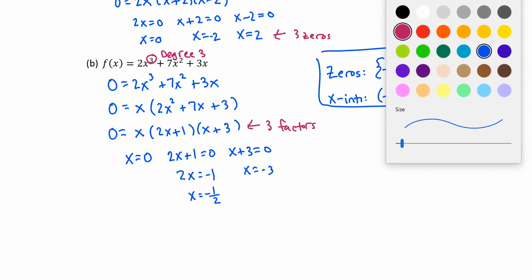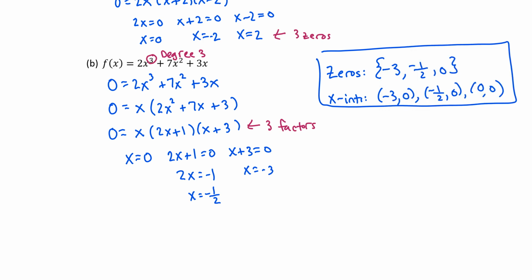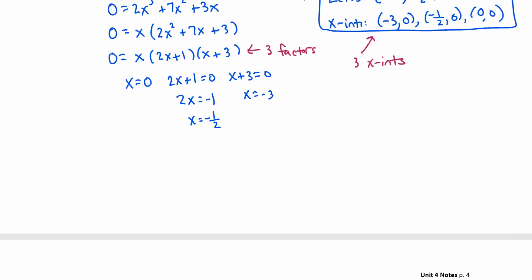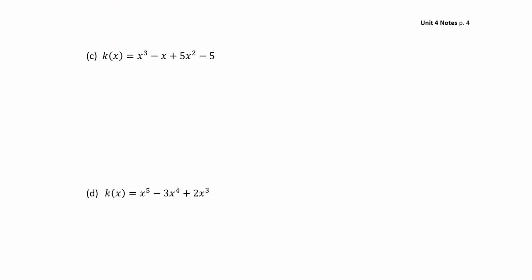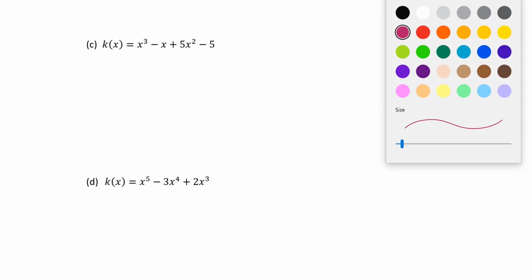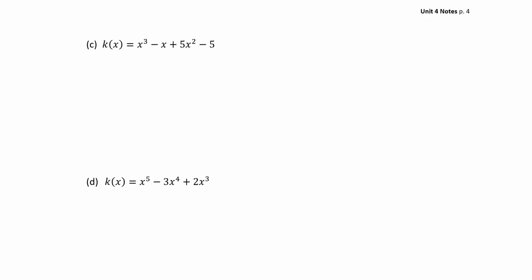So again, we had a degree 3 polynomial. We had 3 factors. We had 3 zeros, which meant we had 3 x-intercepts. So remember that leading power function not only tells me end behavior, but now it's helping me to predict how many zeros. All right, let's practice again. Example C, the goal is still to find the zeros. So the first step is to set the function equal to 0 and solve for x.